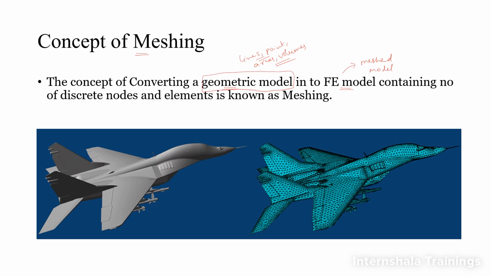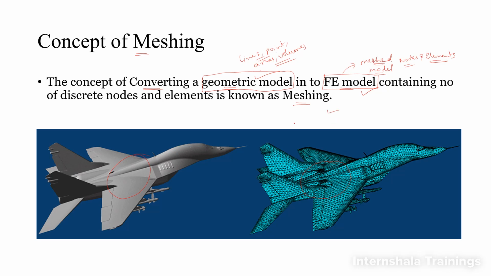But what is a meshed model or finite element model? A finite element model is nothing but a model which contains simply nodes and elements, right? Nodes and elements. It will not contain anything else. So that is what is called a meshed model or finite element model. Now, the process of converting a geometric model into a finite element model or meshed model is nothing but meshing. So the process of converting the geometric model, which is represented here, into a finite element model, which is represented here, is called meshing.